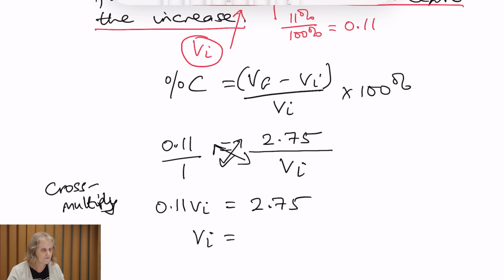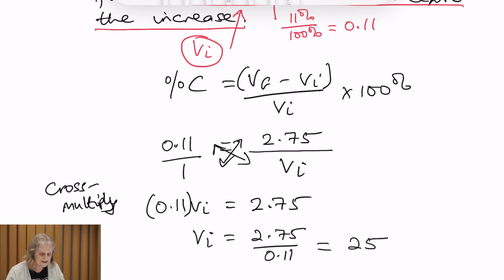Because we want to find what the initial value is here, V to the I, we know that we're multiplying it by 0.11. So when we take it over, we need to divide. And if you do that on the calculator, that should give you a value of 25. But because this is an initial value and it's a dollar amount, we understand that to mean $25. So this is now the new price of the pair of pants.